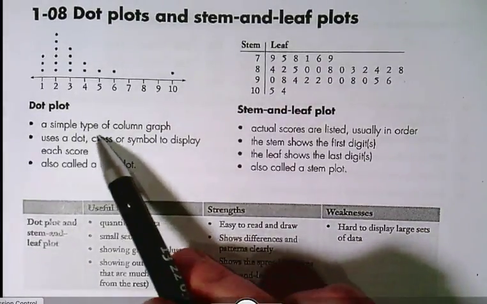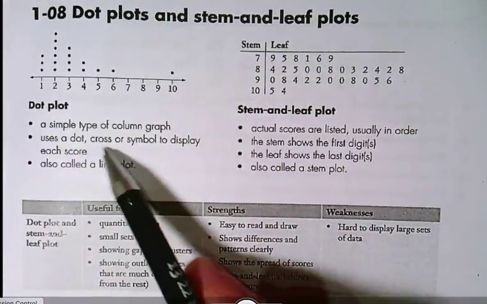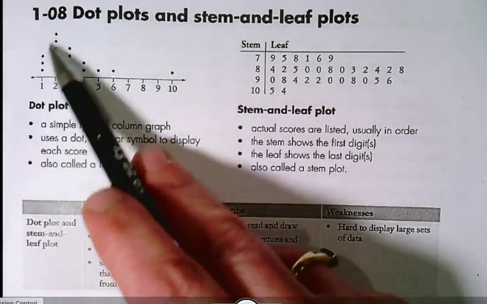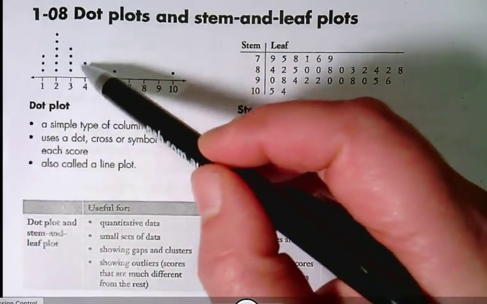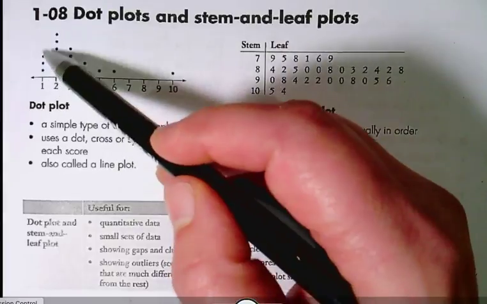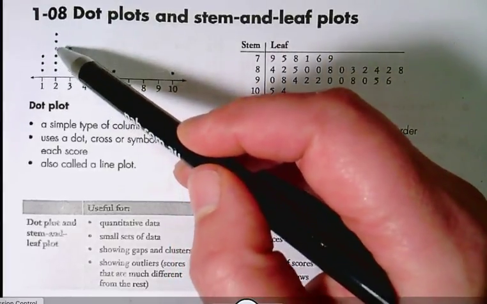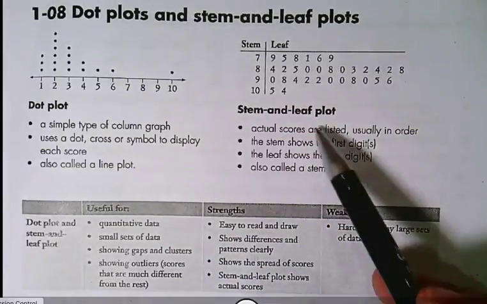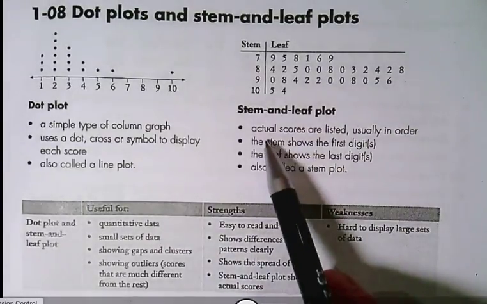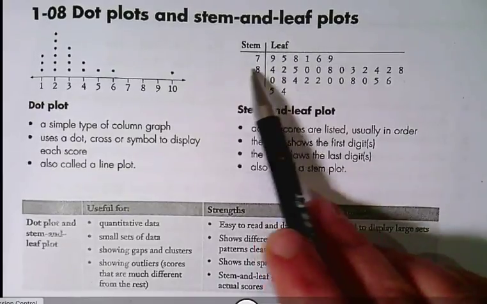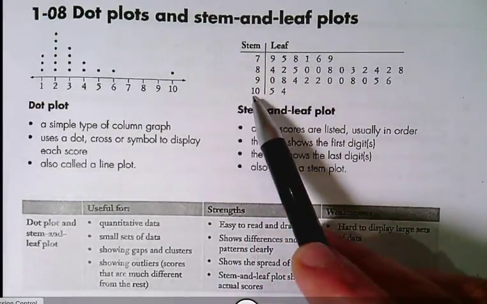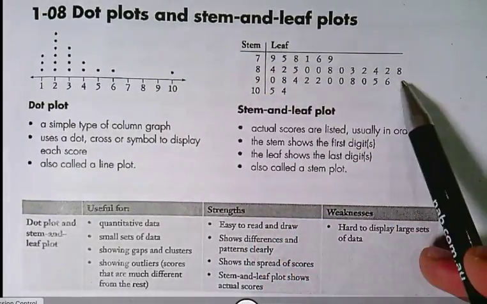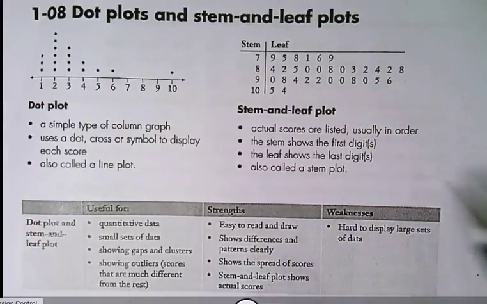So dot plot, it's a simple type of column graph, okay? It uses a dot, cross, or symbol to display each score, so we could count how many scores there are. So number 1 occurs 3 times, number 2 occurs 6 times, etc. And it's also called a line plot. In the stem and leaf plot, the actual scores are listed. They're usually in order, however these ones aren't. The stems show your first digit and the leaf shows the last digits, and it's also called just a stem plot.